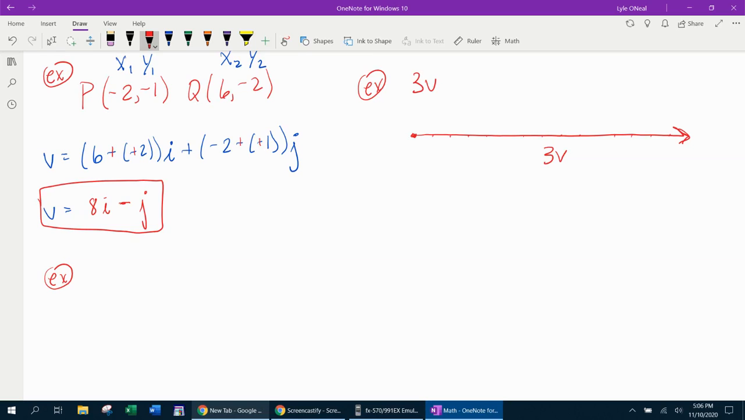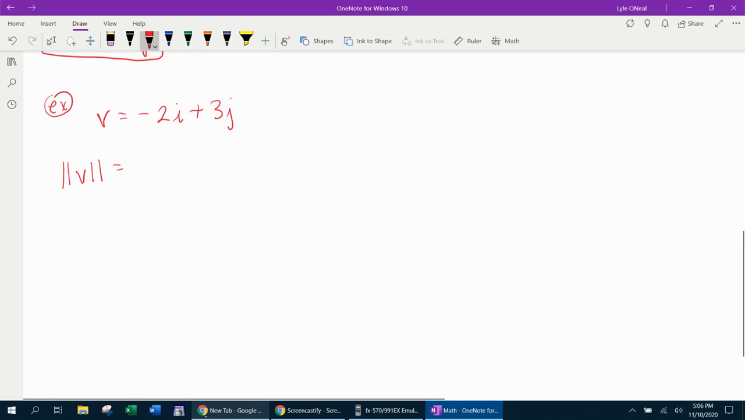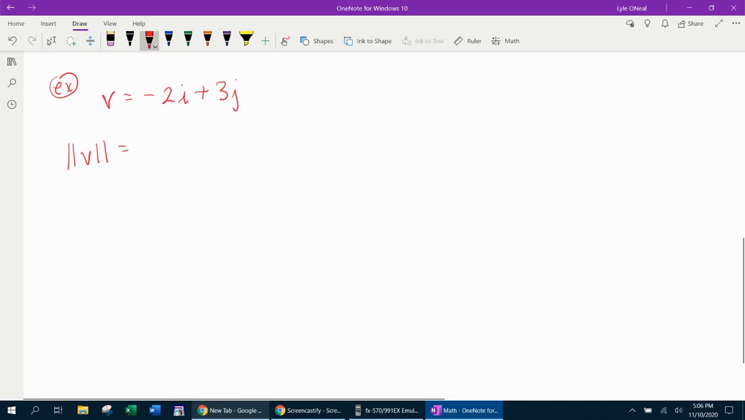And for the next example, we're going to be given vector v. They're actually going to give me vector v: -2i plus 3j. And the instructions say find its magnitude. Something important that you need to know is that the symbol for magnitude looks a lot like double absolute value. So when you see something that has this double absolute value look to it, it doesn't mean that it's really positive. It means find the magnitude of the vector.